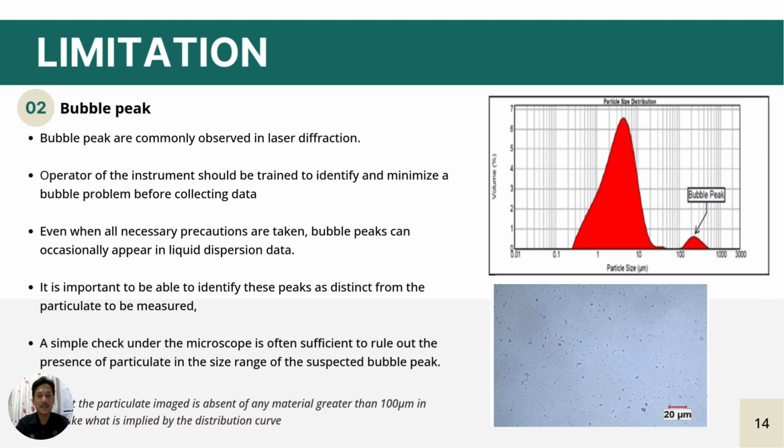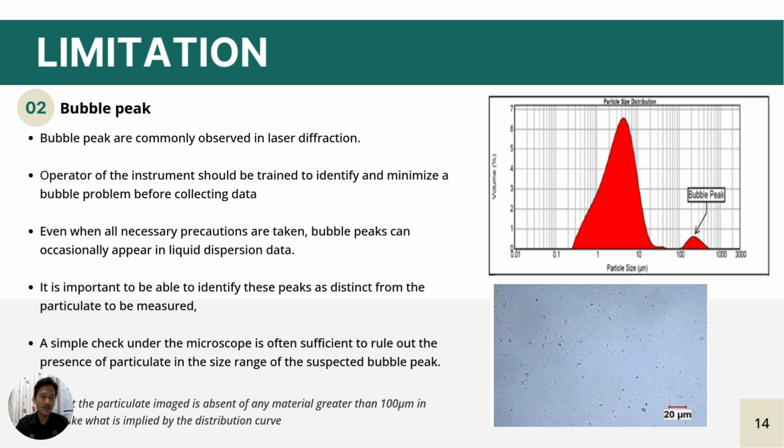The second limitation faced by laser diffraction is the presence of bubble peaks. Bubble peaks are commonly observed in laser diffraction results. Operators of the instrument should be trained to identify and minimize bubble problems before collecting any data. Even when all necessary precautions are taken, bubble peaks can occasionally appear in liquid dispersion data. It is important to be able to identify this peak as distinct from the particulate to be measured.